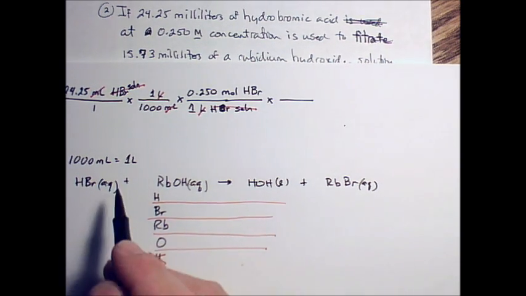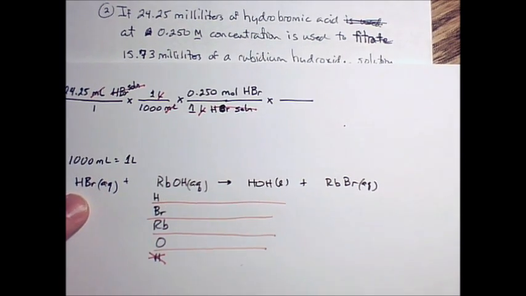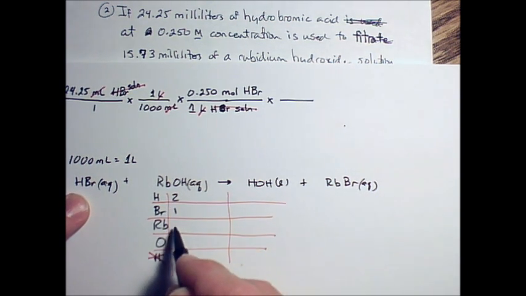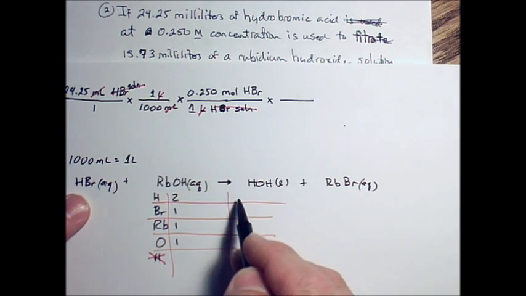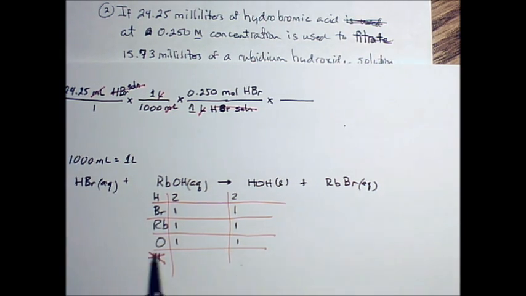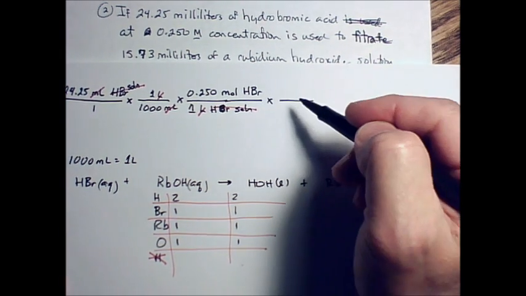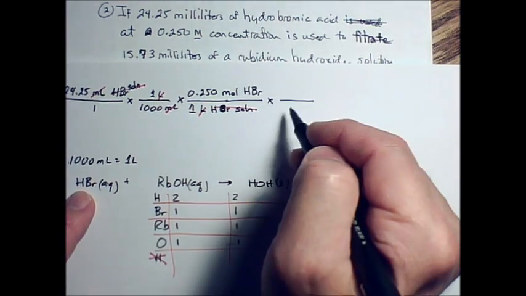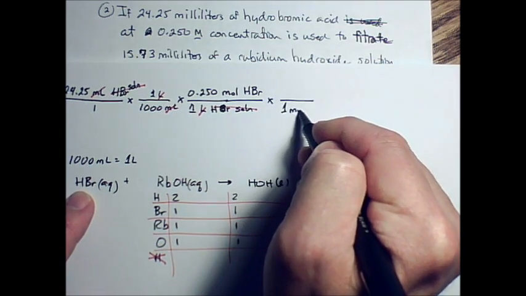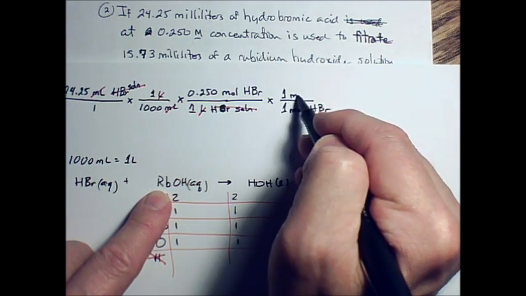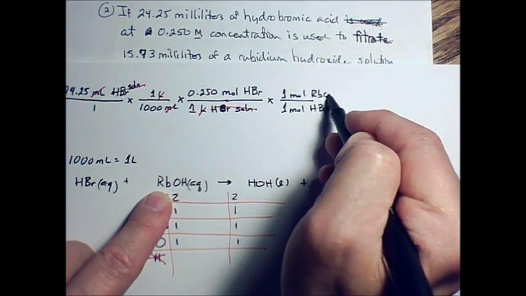Okay. Let's see, we've got 2 H's right now on this side. See, there's our dividing line. We've got 2 H's, 1 Br, 1 rubidium, and 1 oxygen on each side, so it's balanced. So we just need a molar ratio that's 1 to 1 here to go from this species to this species. So 1 mole of HBr and then 1 mole of rubidium hydroxide on the top.